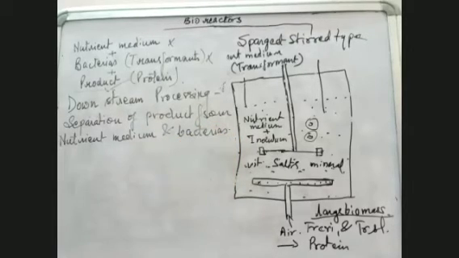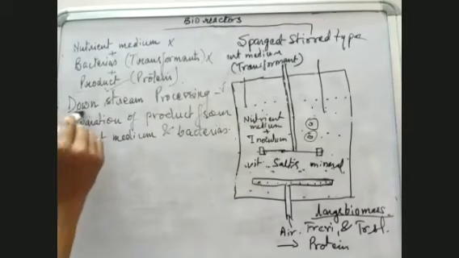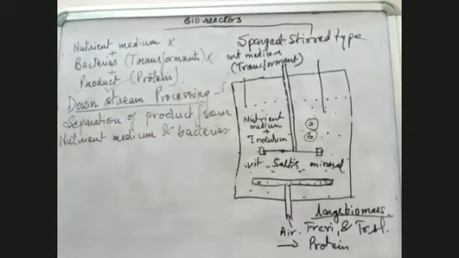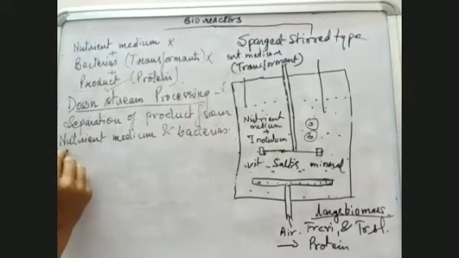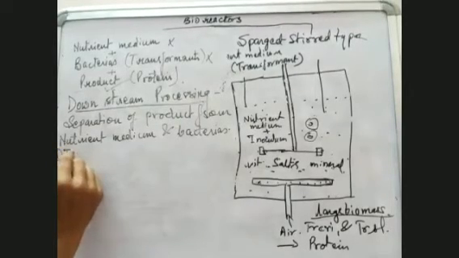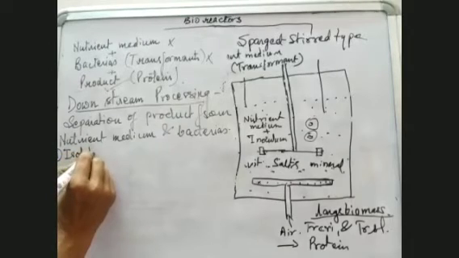So this is about the downstream processing. Downstream processing is done to separate our product, which is formed in the bioreactors, from the nutrient medium and bacteria. Now the first step in this is isolation. The product which is formed is isolated by various techniques.